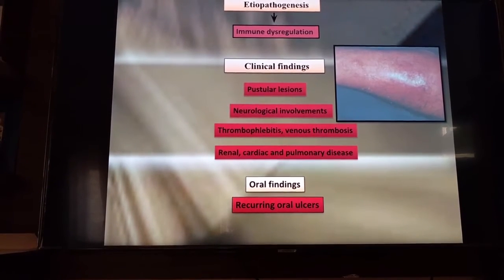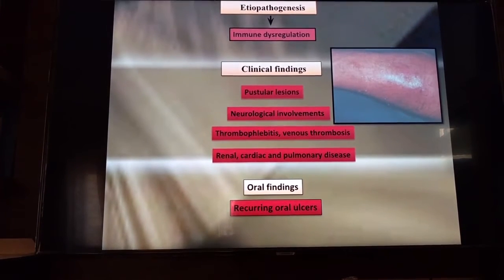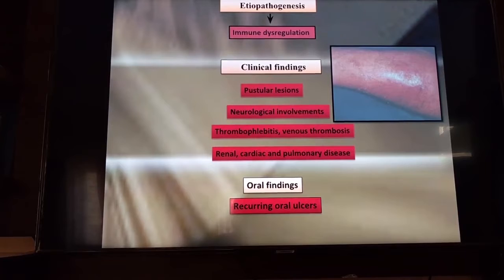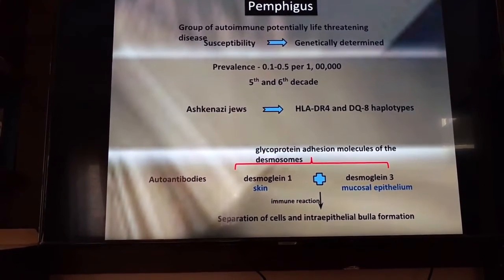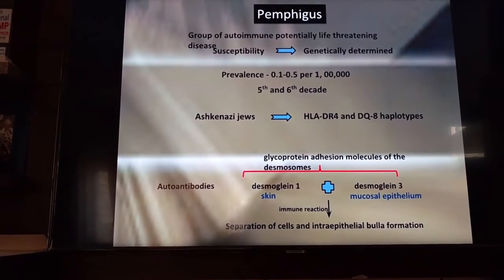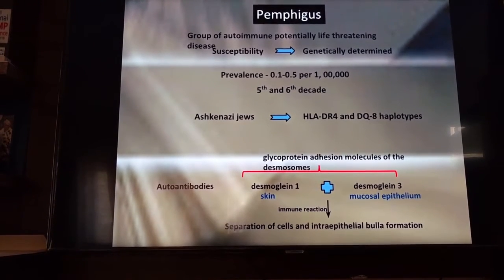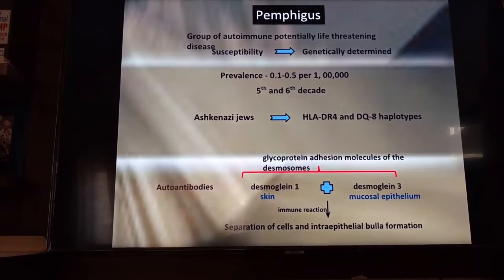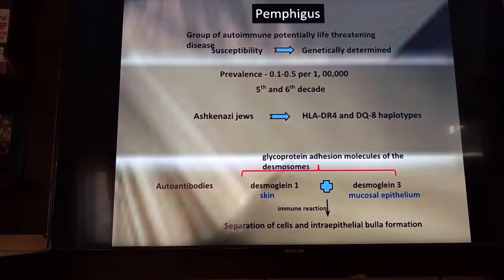What exactly happens is that autoimmune antibodies are formed against the glycoprotein adhesion molecules of desmosomes. You will find an intraepithelial split, where the epithelial cells split from the suprabasal compartment to the intravasal compartment, and this split can fill with fluid, and the lesion can manifest in different parts of the body.